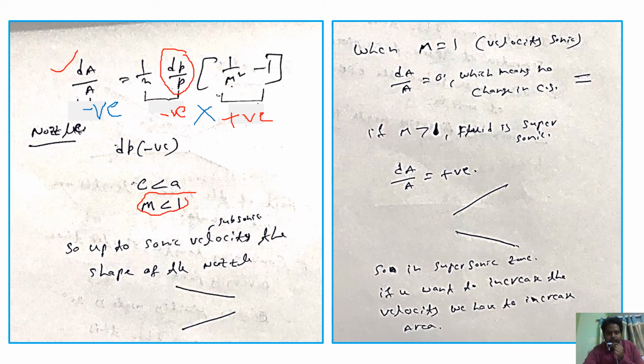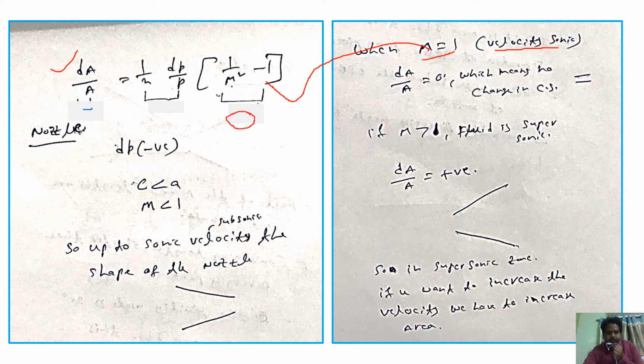Now if the Mach number equals 1, the velocity is sonic. If you substitute M value in this equation, this term would be 0. As we know that dP by P is negative, so negative into 0 would be 0. So dA is 0. That is the reason why in the throat the cross section is constant. So this is the throat, this is the convergent nozzle.